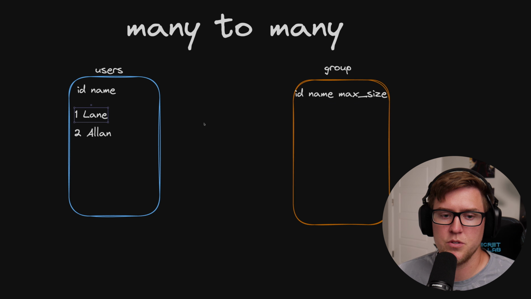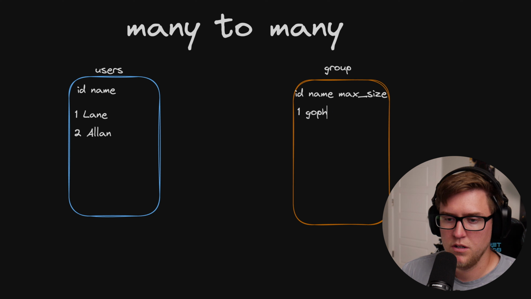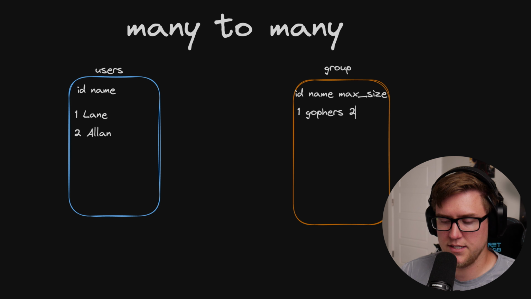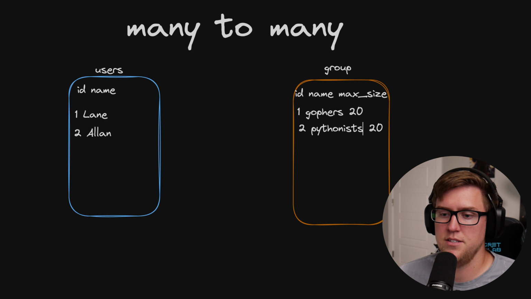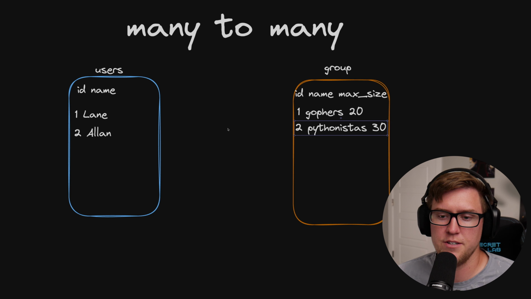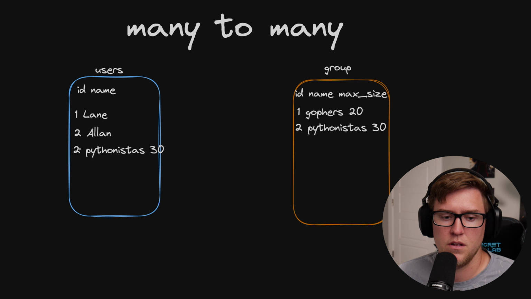And let's add a couple of groups. So we can still use Lane and Alan, but we'll create a new group, call it Gophers, and it has a max size of 20. Then we'll create another group, Pythonistas, max size of 30. Okay, got a couple groups. And actually, just so that they're different, let's add a third user. That'll be good. So this will be user number 3, name him John.